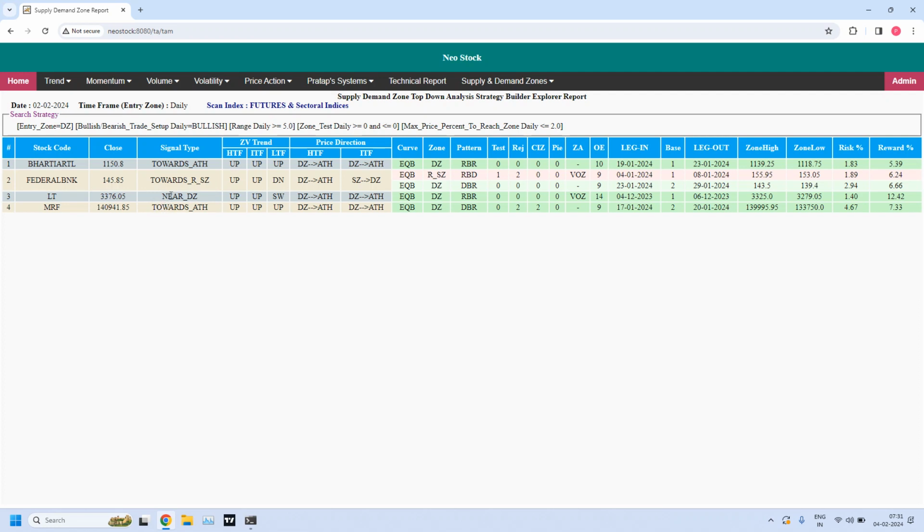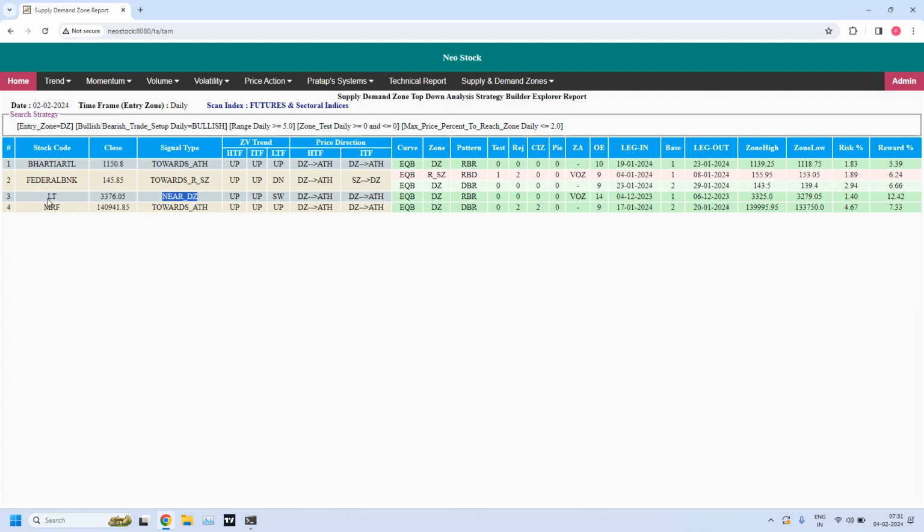And L&T is near the demand zone as per our software. Because when we generate stocks near demand and supply zones in another video, at that time you will see L&T. But when you look at L&T in that list, you may not immediately know it is a bullish trade setup stock. Now this report will be helping you. This is a bullish trade setup.